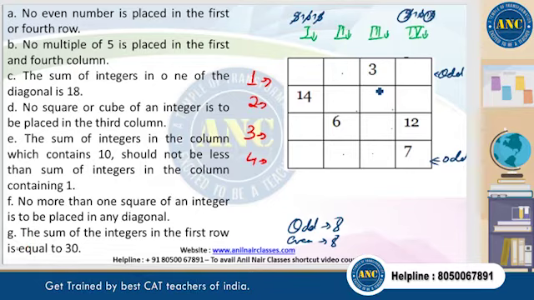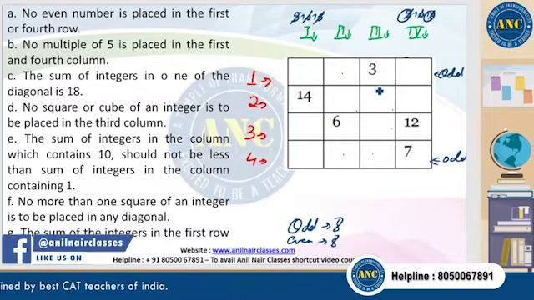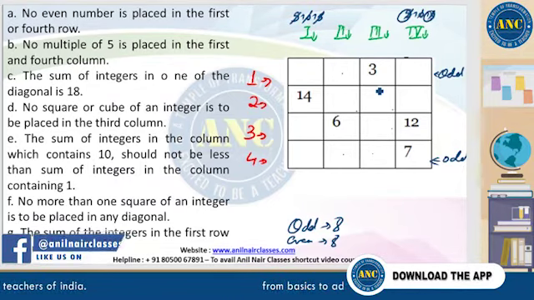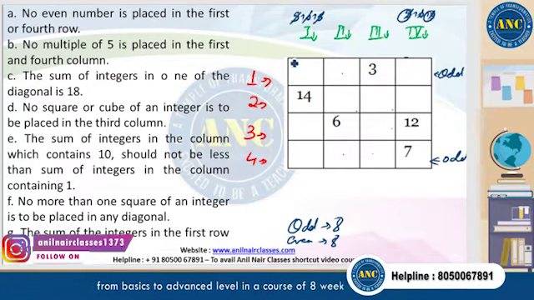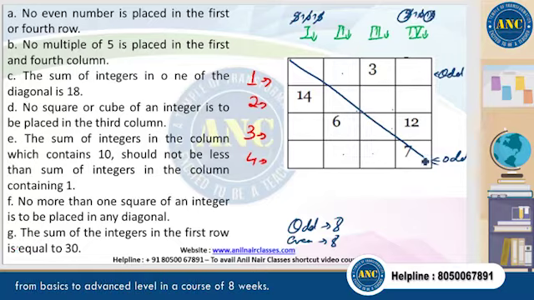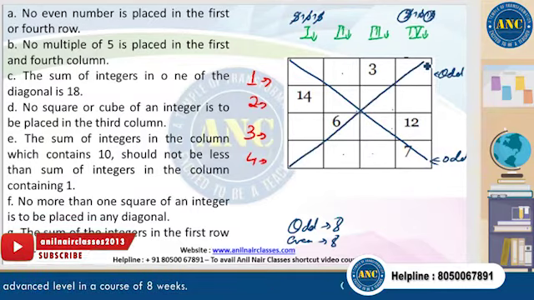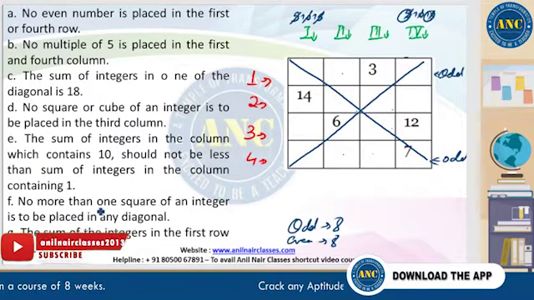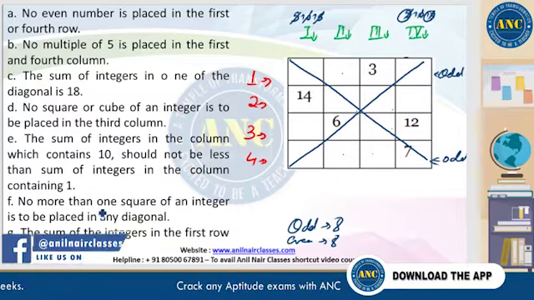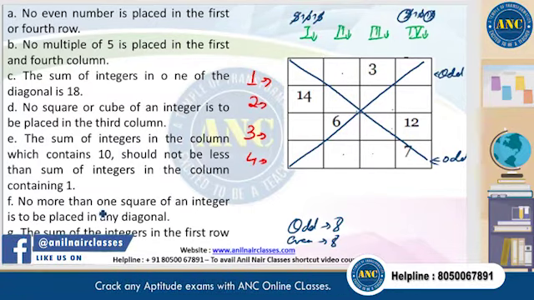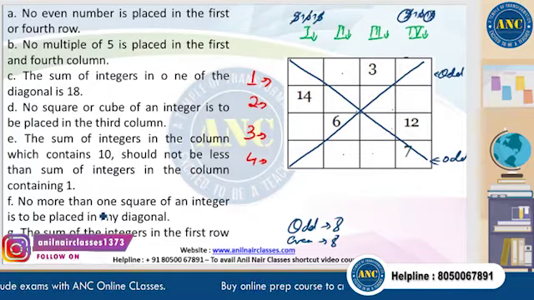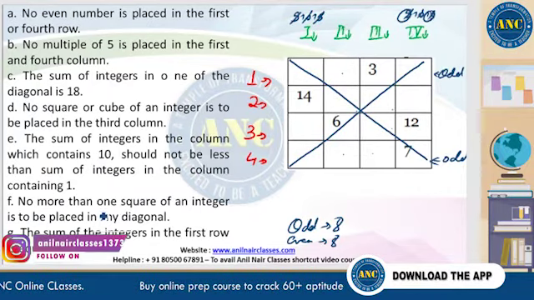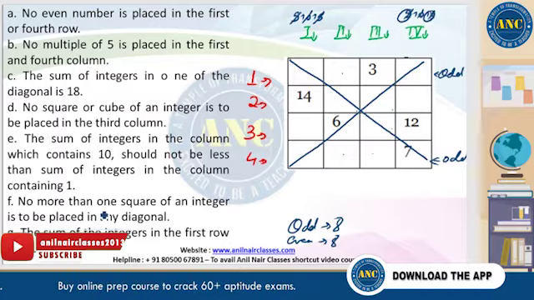The sum of integers in one of the diagonals is 18. Okay, nice. That's quite some information. One of the diagonals. That means it could be this diagonal 18, or it could be this diagonal 18. The sum of the 4 numbers would become 18. That makes a lot of sense, right? It would become 18. Okay, good.